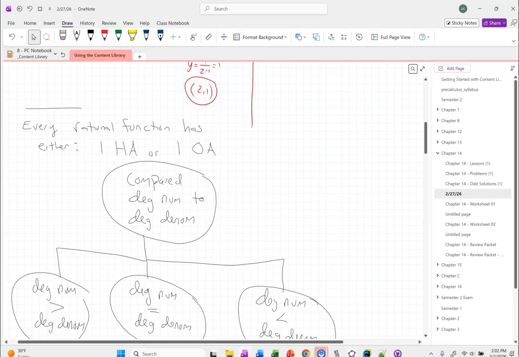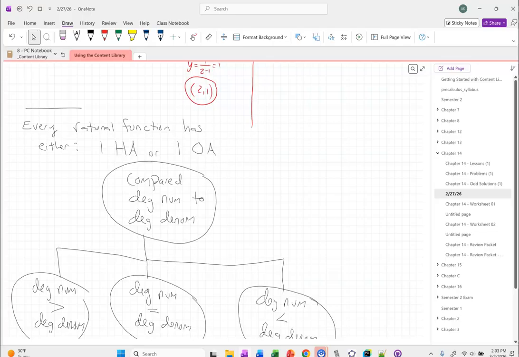Every rational function is either going to have one horizontal asymptote or one other asymptote. It'll never have both. It'll never have more than one of each. It's either going to be one horizontal or one other, and never both at the same time. Never 2 or more of one of them. You can have all the vertical asymptotes you want. There's no limit there. Here there is. So you're only looking for one of a horizontal or other asymptote. Okay?